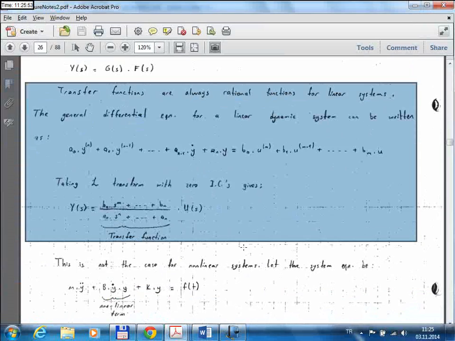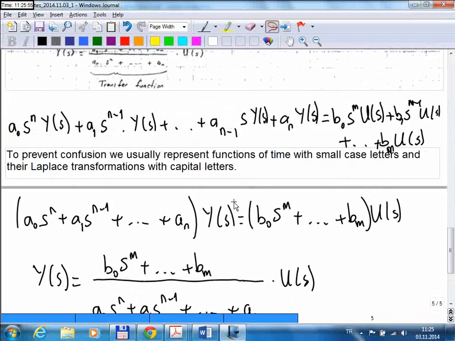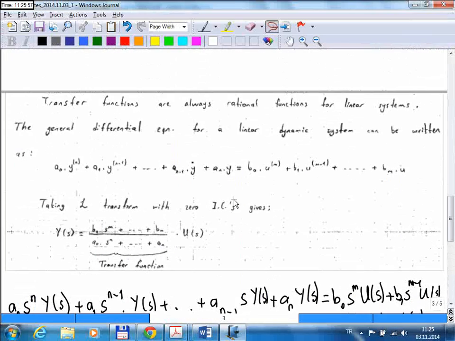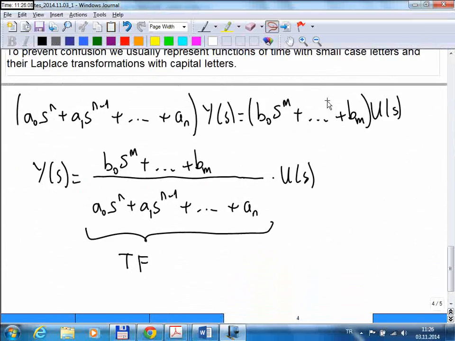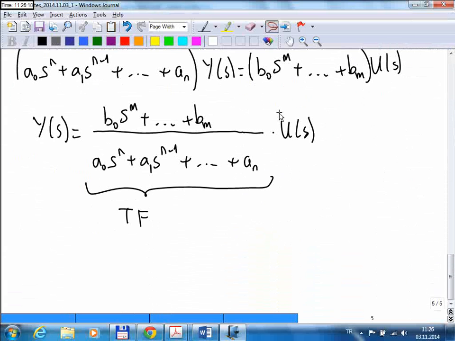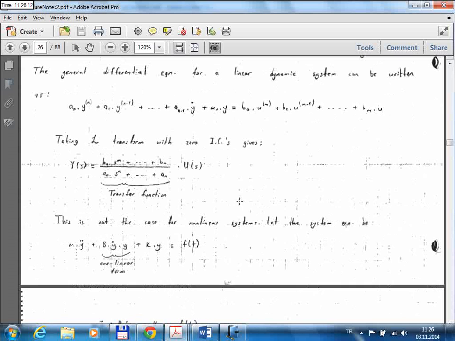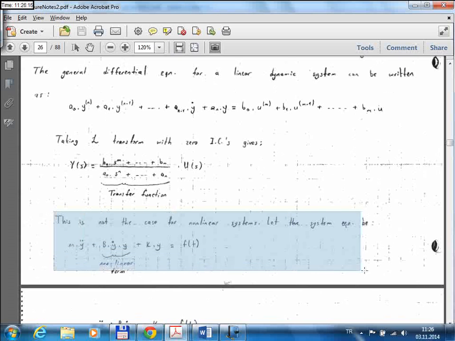Remember I told you that the key property here is that we assume that we have a linear system. So what happens if you have a system which is not linear? Let me just show you on an example why we strictly need linearity for this to be useful. Let's take a look at this case, which is a nonlinear function.